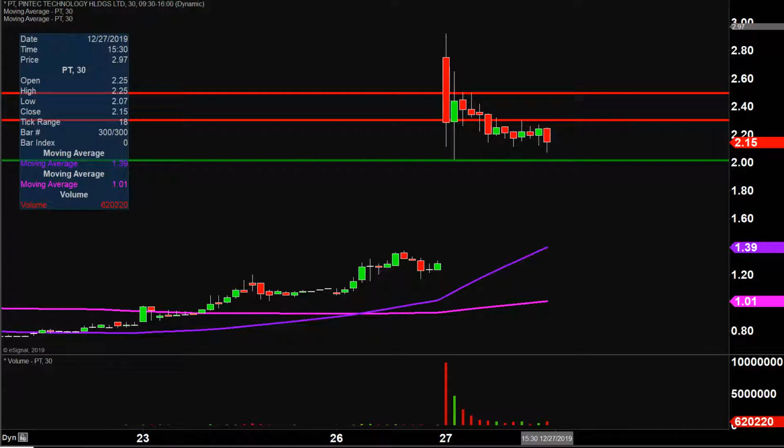All in all, though, no doubt about it, very powerful way to close out the week with all this volume and this price movement. So it'll be interesting to see if the price can build upon this momentum or not next week.